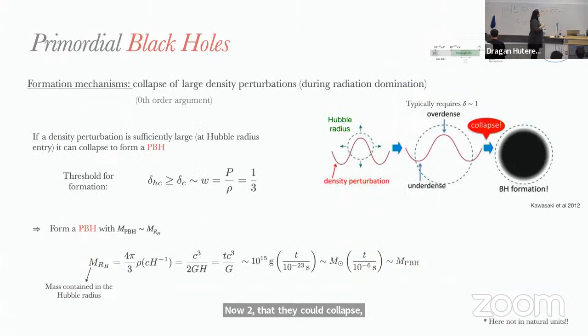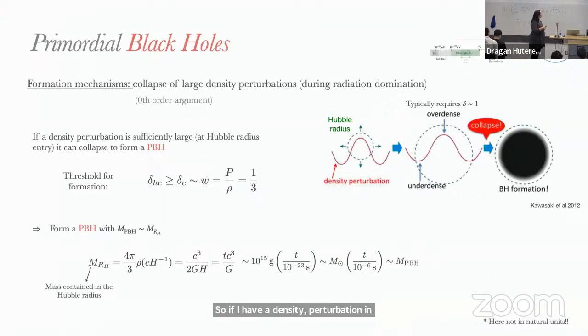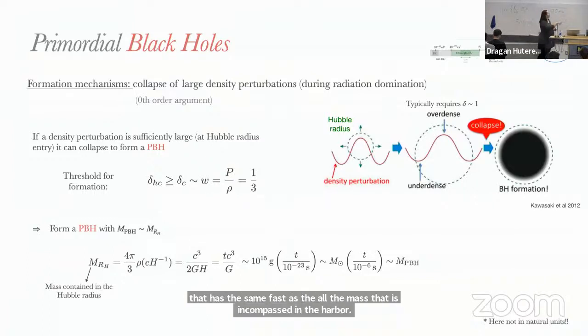A little bit more quantitatively. If I have a density perturbation in the early universe that is large, and by large I mean that at horizon crossing, Hubble radius crossing, it is larger than a critical value, which in radiation domination is 1/3, you're going to have that this collapses into a black hole. Here the perturbation is outside the Hubble radius. When it enters the Hubble radius, it can collapse and form a black hole. You're going to form a black hole that has the same mass as all the mass encompassed in the Hubble radius, so you have the size of your Hubble radius and also the mass.